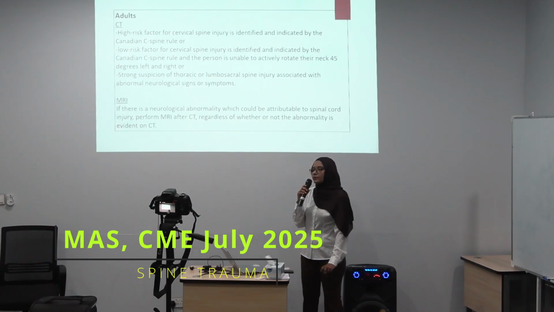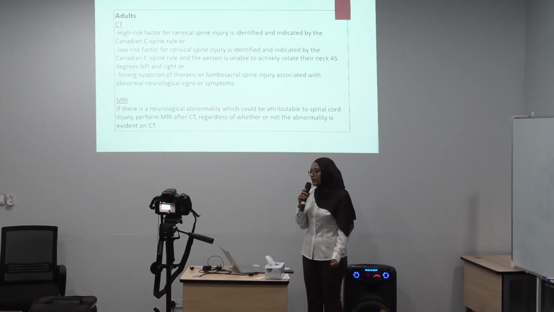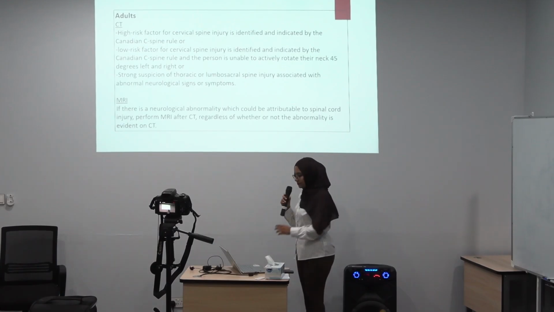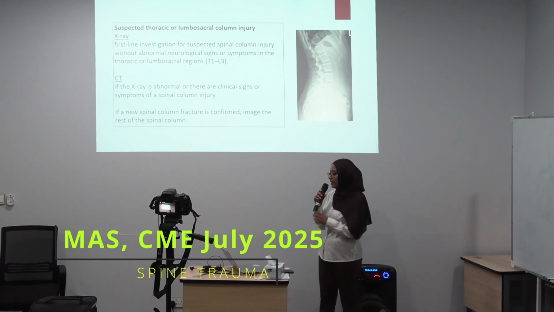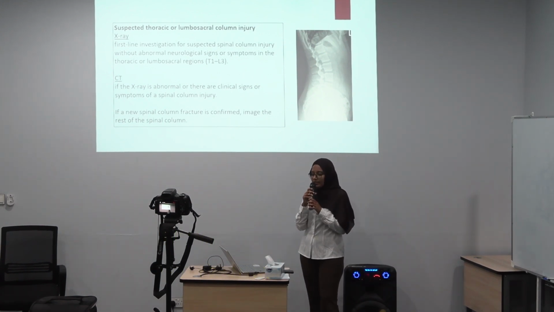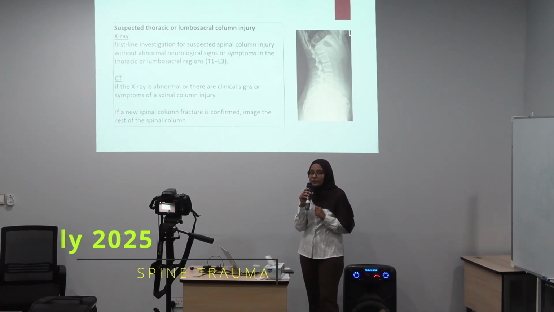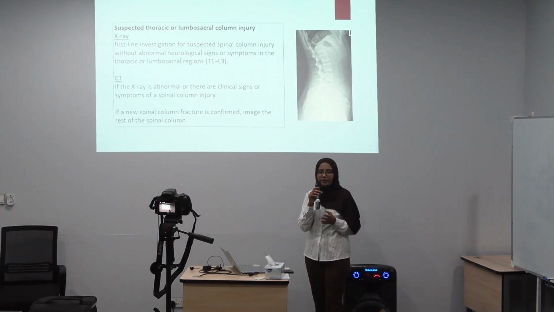For adults with cervical spine injuries, the gold standard is to do a CT, and if there is a neurological abnormality, then we have to do MRI even if the CT is negative. For suspected thoracic or lumbosacral column injury, the first investigation would be X-rays. We will do an X-ray of the whole spine, and then we do CT if the X-ray is abnormal or there are clinical signs of spinal cord injury. If a new spinal column fracture is confirmed, then we have to image the rest of the spinal column, because 15% of the time there is injury at another level.